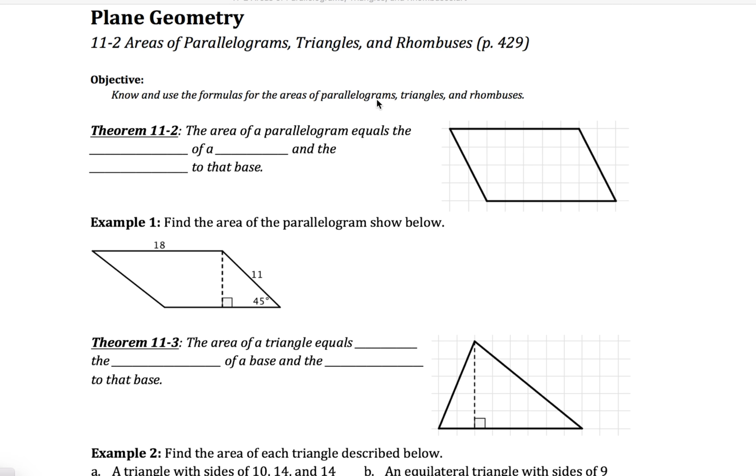Hi everyone. For this video we're going to be taking a look at area formulas for three more polygons: parallelograms, triangles, and rhombuses. So let's jump right in and take a look at the area formula for a parallelogram.